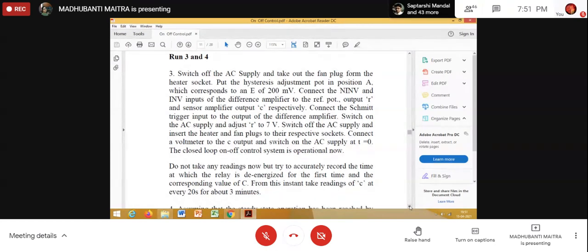Is it clear? If power is given to the system connected in this particular manner, we'll find that continuously the temperature is increasing from ideally 68 to 72 degree, and then the temperature is decreasing from 72 to 68 degree. Again the temperature is increasing from 68 to 72 degrees, and so on.